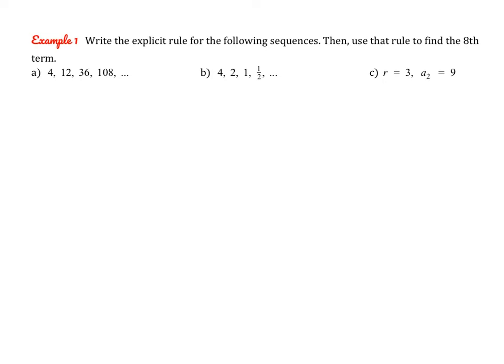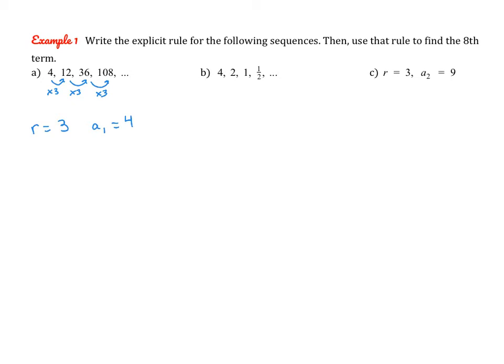All right, so let's try these 3 problems together. Our goal again is to write the explicit rule, and then we're going to use that rule to find the 8th term of our sequence. Let's look at this first one to make sure it is geometric. Going from 4 to 12, we're multiplying by 3, and this is also times 3. So this is geometric. Our common ratio, r, is 3. And we can see from our list that our first term, a sub 1, is 4.